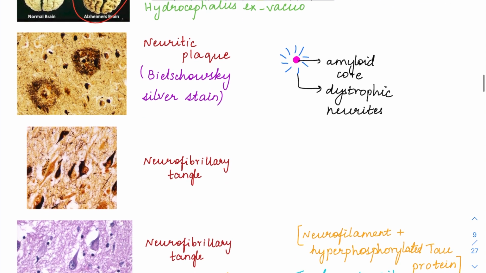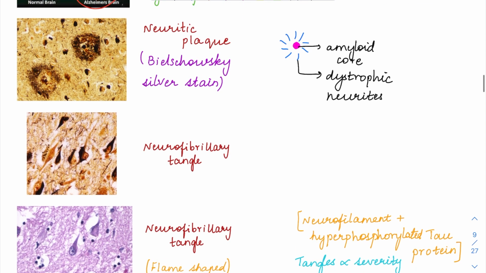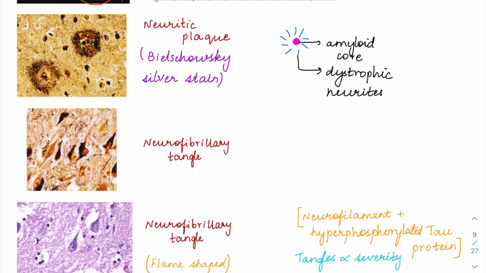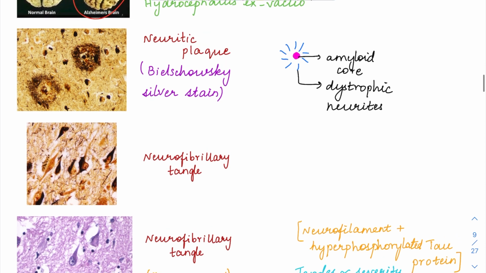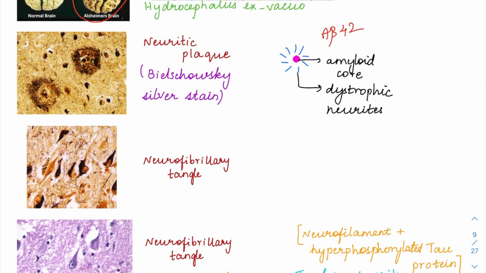The classical microscopic image of Alzheimer's disease will be the formation of neuritic plaques and neurofibrillary tangles. Neuritic plaque, I already mentioned, is composed of that A beta 42 aggregates. Neuritic plaques have the central amyloid core, which is composed of this A beta 42, surrounding which we have dendrites or neurites. So dystrophic neurites are present. This is the appearance of a neuritic plaque.